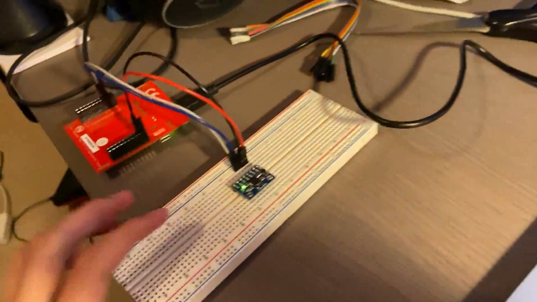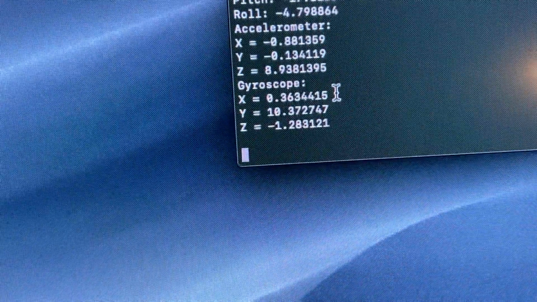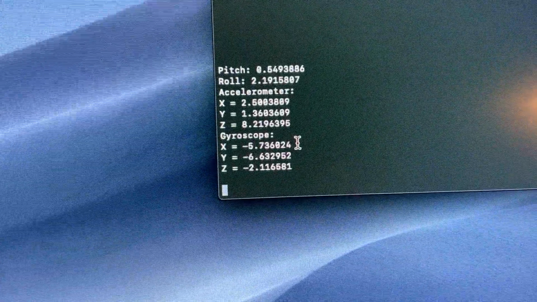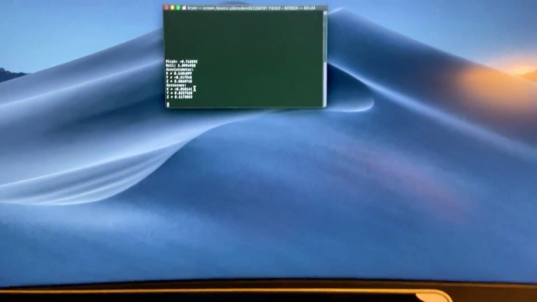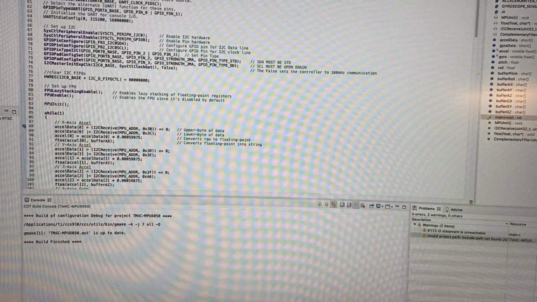Now for the gyroscope, it is just moving left and right, and you can see the y is changing, the x is changing, reacting to the different movements. The final task is to graph it.